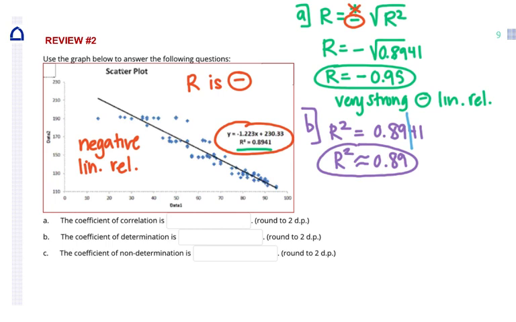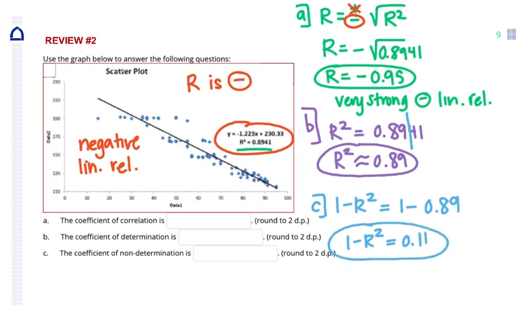Let's answer the last part. The last part is asking about the coefficient of non-determination. Well, that's just 1 minus r squared. So that's just 1 minus 0.89, which is going to be the coefficient of non-determination is 0.11, which means 11% of the variation of y cannot be explained by x.